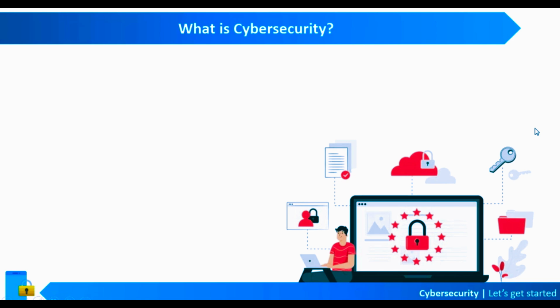In the last lecture, we talked about the definition of cybersecurity. Now let us have a look at the different types of cybersecurity. Well, what is network security? The first type is network security.